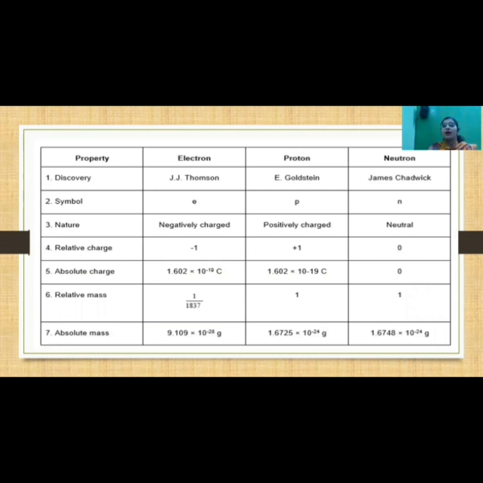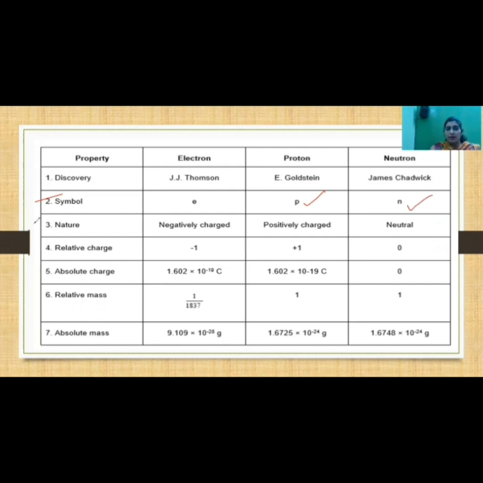Now, let us compare electron, proton, and neutron as per different properties. The first property is discovery. The electron was discovered by J.J. Thomson, the proton by E. Goldstein, and the neutron by James Chadwick. The second property is symbol. The electron is represented by small e, the proton by small p, and the neutron by small n.